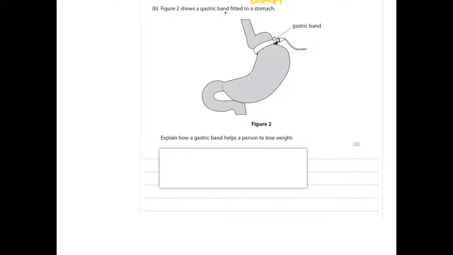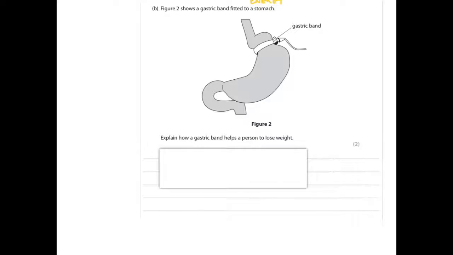Figure 2 shows a gastric band fitted to a stomach. Explain for 2 marks how a gastric band helps a person lose weight. So say what it does and then give a reason for why it helps them lose weight. So it's basically a restriction or constriction of the stomach. You put this band around it, tighten it, and you can see it reduces the space in the stomach, the volume of the stomach. So that's what it does.